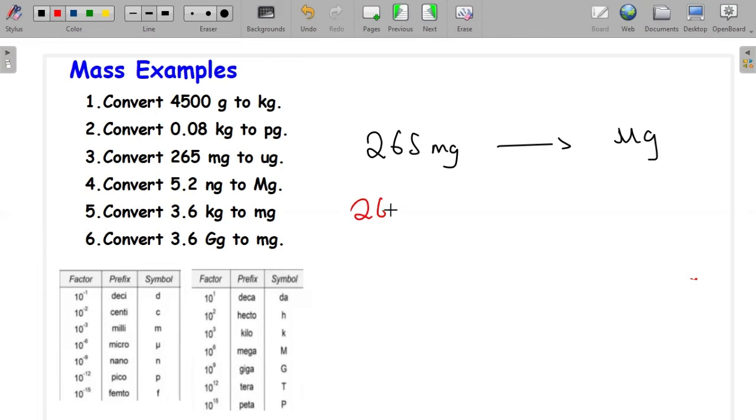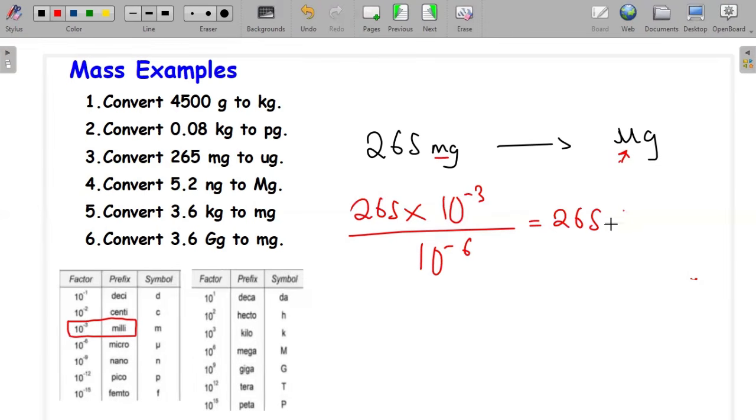So this will be 265 multiplied by this milli here. When you come to the metric system, that one is going to give me times 10 to the power minus 3, right? And then I divide by where I'm going, which is the micro, right? The micro is 10 to the power minus 6. So this will be the same as 265 times it. And then here I have 10, 10. So this will just be 10 to the power minus 3.